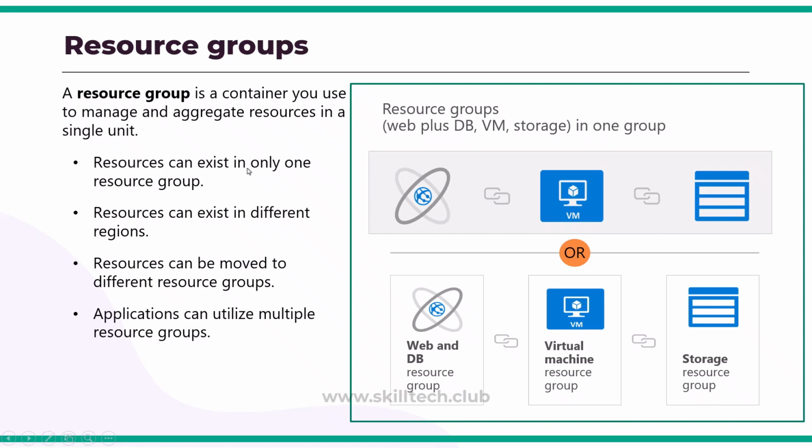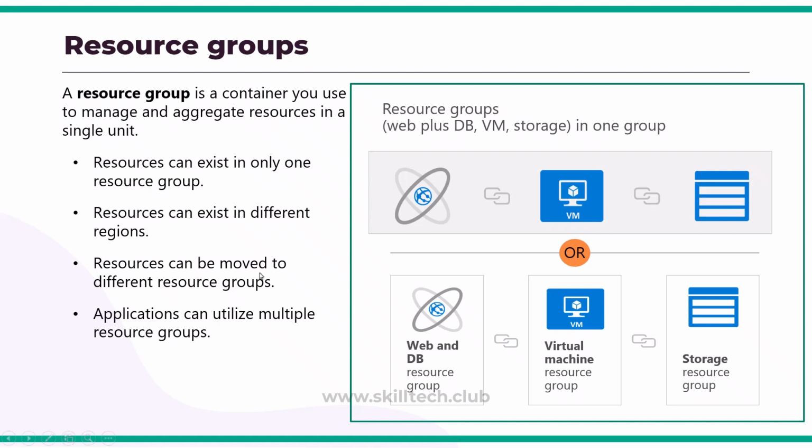A resource can exist in only and only one resource group. A resource can exist in a different region. So there are chances that you have one resource group where some resources belong to one region while the other resources belong to some other region. This is the reason I said that it's a logical grouping.